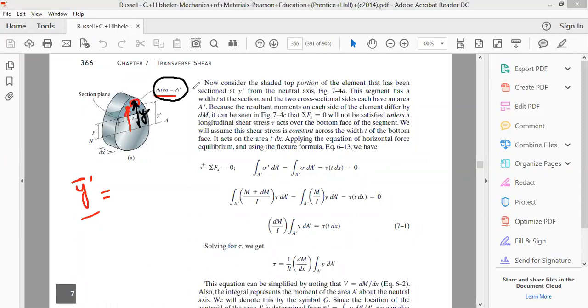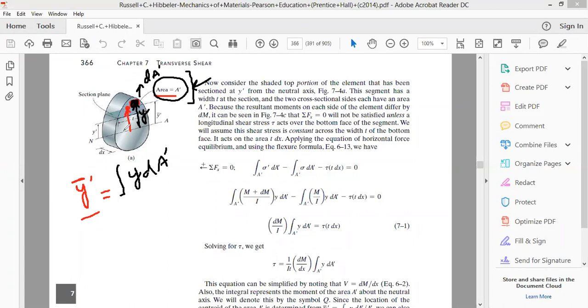In order to find the centroid of area A prime, we locate a small area whose area is, say for example, dA prime. Let's suppose the centroid of the small area element is at a distance y from the neutral axis. Therefore, what will be the y coordinate of the centroid of this area A prime? That will be y prime equal to integral y dA prime.